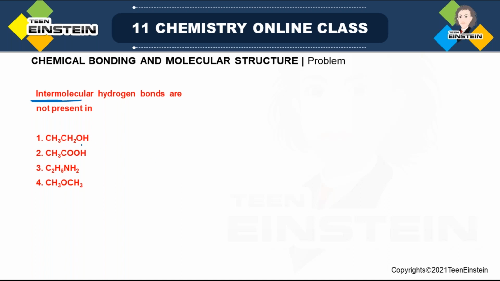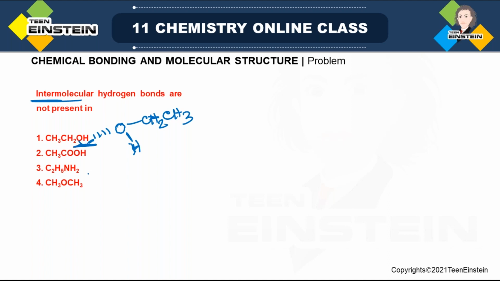Now the first molecule is actually an alcohol, and here the hydrogen is directly attached to an electronegative atom. Now it can make interaction with the oxygen of a second alcohol molecule. So I am drawing the second alcohol molecule. This is basically CH3CH2OH, ethanol or ethyl alcohol. So this type of interaction is possible. So this is not the correct answer.